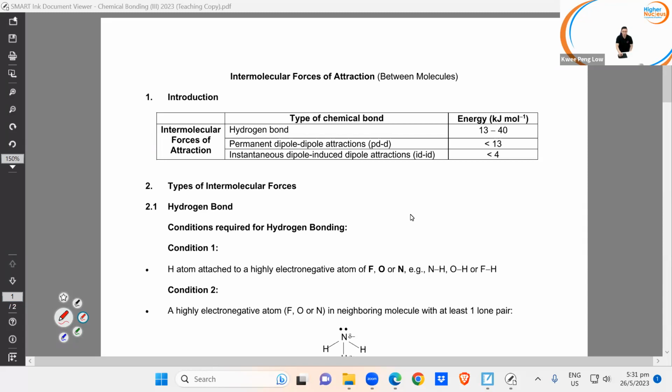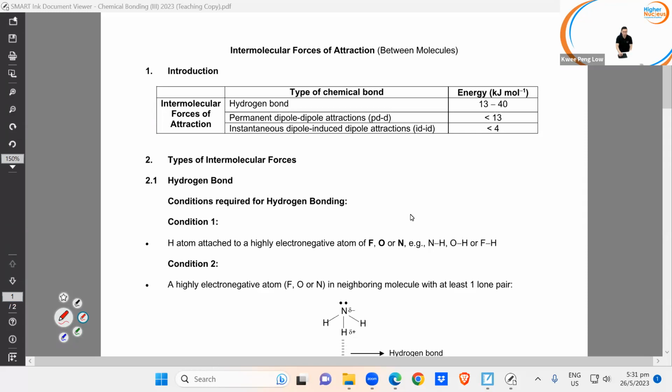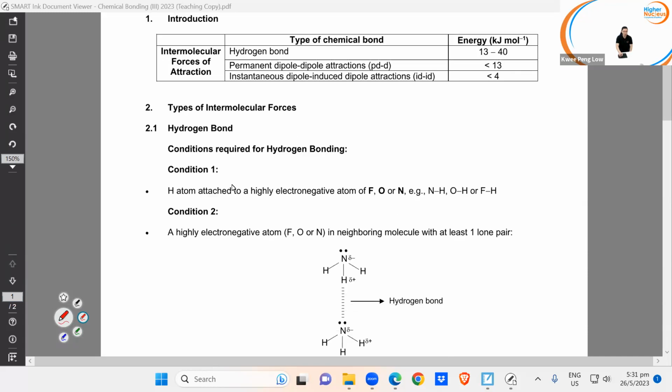Let's look at the first type of intermolecular forces, hydrogen bond. Hydrogen bond is found between two molecules. So on each of the molecules, it must satisfy one condition. On the first molecule, it must satisfy condition number one. Now, what is condition number one? You need to see an H atom attached to a highly electronegative atom of either F or N. For example, you must see an NH, an OH, or an FH. So this is condition number one.